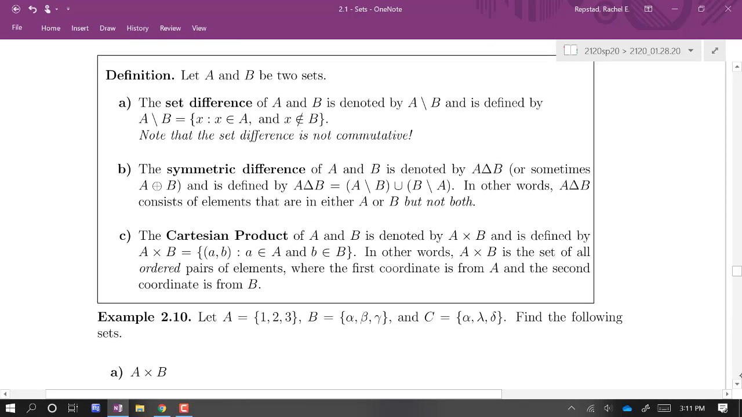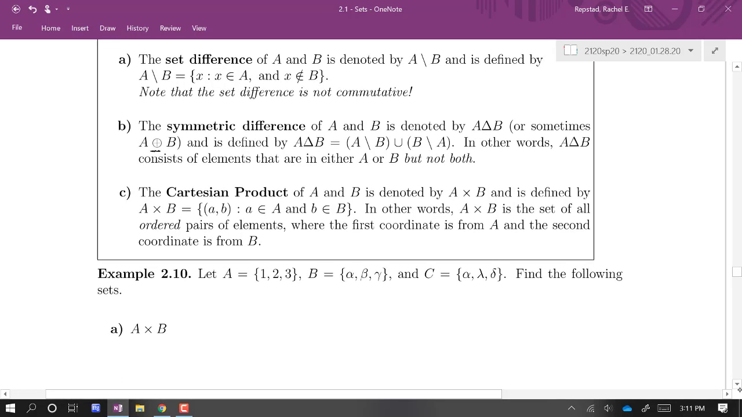The symmetric difference is denoted with a triangle, delta. In some texts they use a little circle plus, but the delta or triangle is more common. You could define it in terms of the set difference: it's the union of the two set differences, A minus B union B minus A. But the more intuitive way to think of it is stuff that's in A or B, but not both. It's the exclusive OR for sets. Note that these operations on A and B give you another set in the same universe, the same overall set of elements.